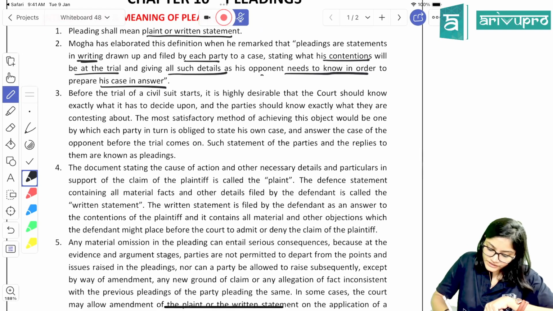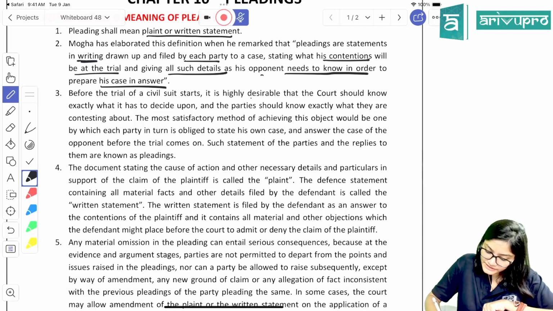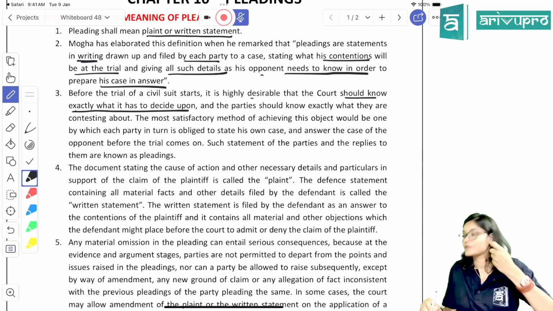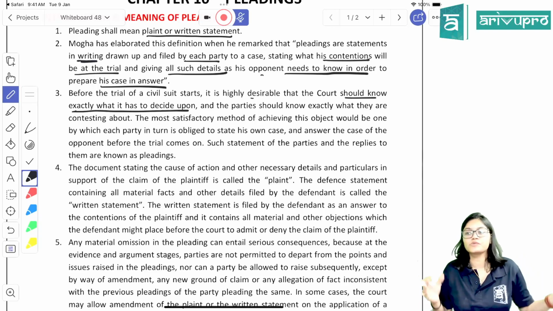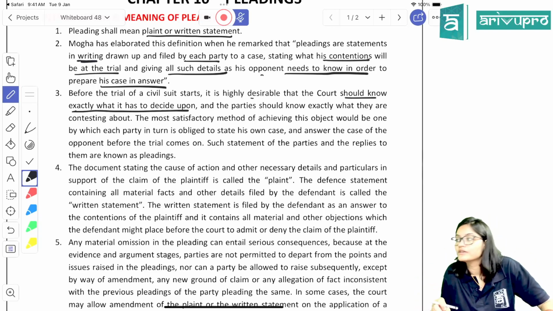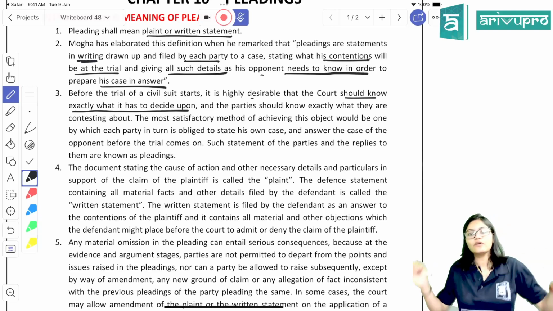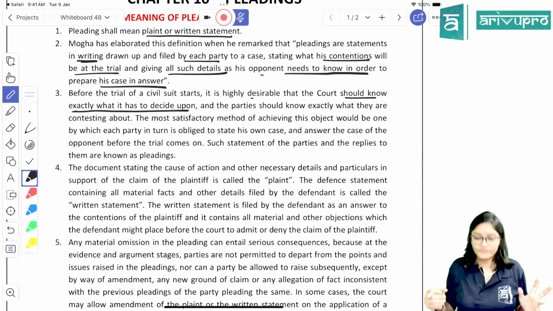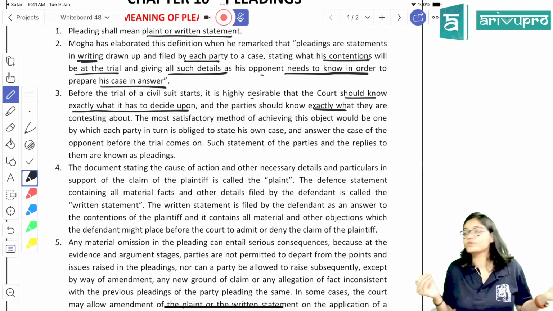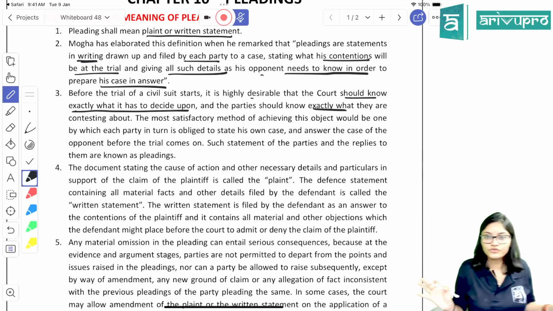Before the trial of a civil suit starts, it is highly desirable that the court should know exactly what it has to decide upon. The court should also know what the case is, what the dispute is, on what matter I have to give the judgment, the decision. So that is why we file all this with the court, right? And the parties should know exactly what they are contesting about, what you are fighting about. The parties also should know.